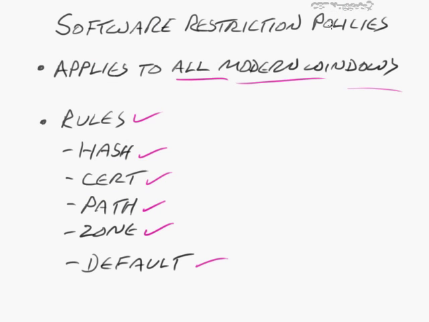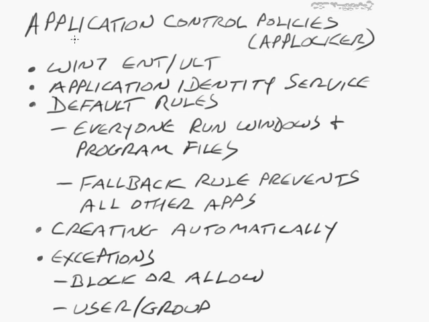Now this does have some weaknesses. Not the least of which is the fact that, as I showed you earlier on, if the hash changes, then the application that we're trying to restrict will no longer be restricted because it does not match the hash anymore on newer versions of that same file. So what we need to do is to come up with a better solution, and Microsoft indeed has done that for us with AppLocker, also known as Application Control Policies.